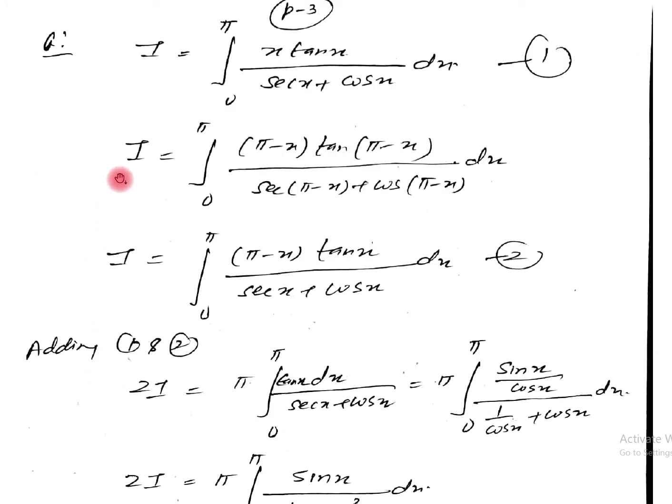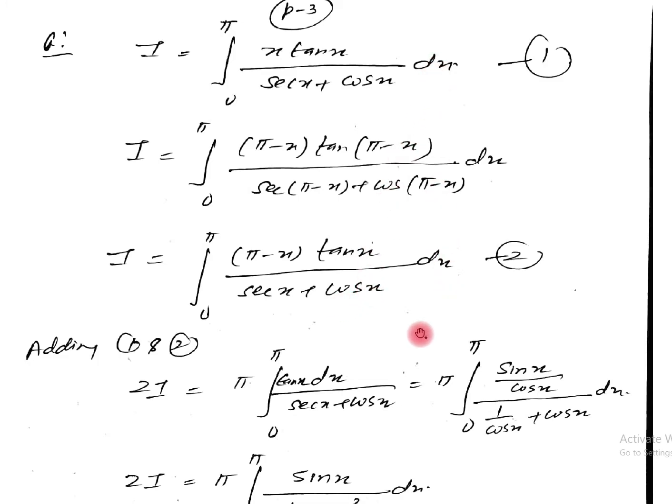Now let us see the question. I equal to integral 0 to pi of x tan x upon (sec x plus cos x) dx. Again the question will be started from the fourth property. I equal to integral 0 to pi of (pi minus x) tan (pi minus x) upon (sec (pi minus x) plus cos (pi minus x)). Now it becomes (pi minus x), tan is minus tan x, sec is minus sec x, cos is minus cos x. Minus will be cancelled. We are left with tan x upon sec x plus cos x.